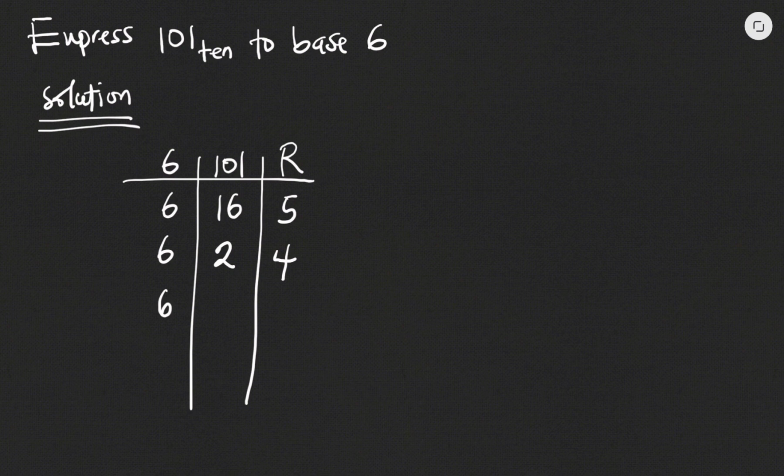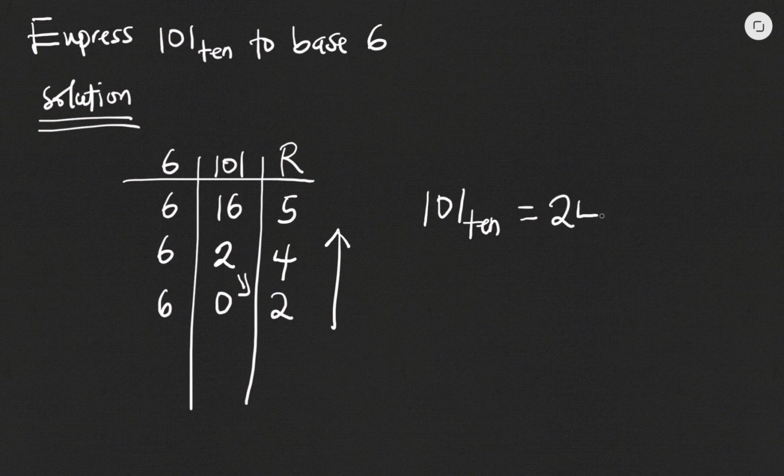And the last one, how many times will 6 go into 2? It is impossible. So I write 0 here, and then I bring the 2 as the remainder over here. So therefore, my 101 base 10 is equal to 245 in base 6.